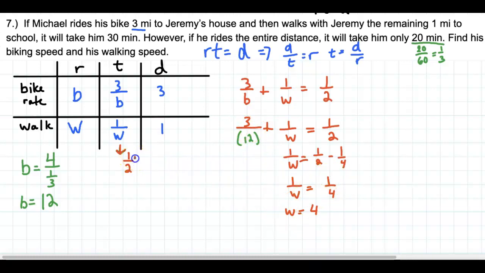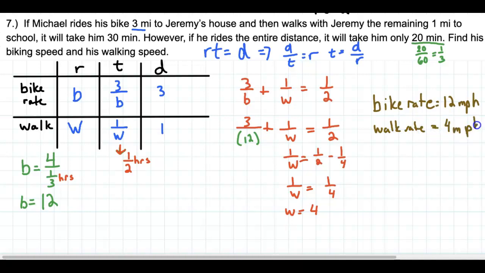These are miles, and now we have it per hour, because these are hours, right? And this was hours here as well. So the rates are, the bike rate is 12 miles per hour, because we're talking about miles. And the walk is 4 miles per hour.